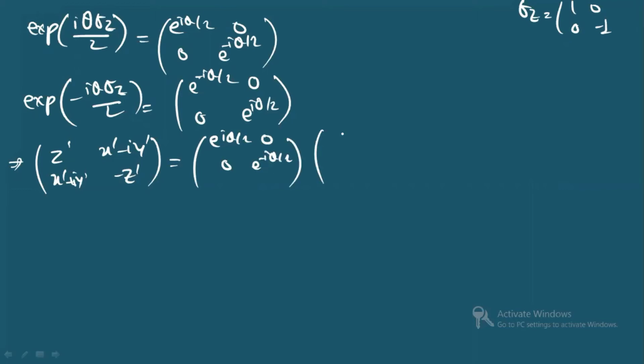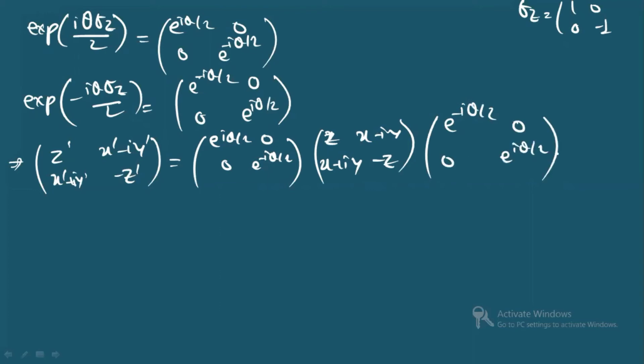Again, it was x sigma x. Okay, so it is what? z, x minus iy, x plus iy, and here you are having what? Minus z. Again, it is negative. So it is e to the power minus i theta by 2, 0, 0, e to the power i theta by 2. Right? So first multiply these two, again in this format only. Okay, so it will give you what? z e to the power i theta by 2.